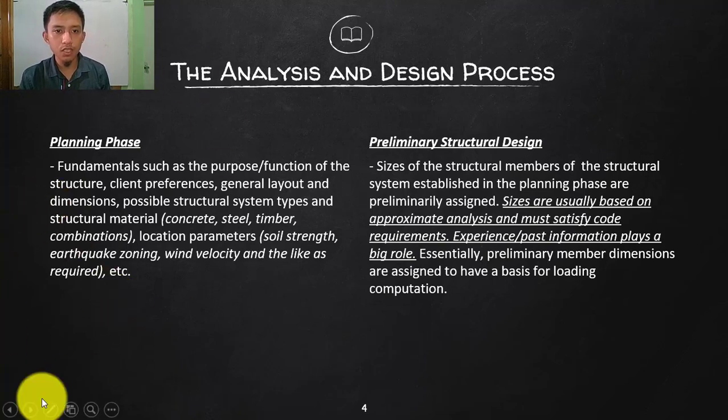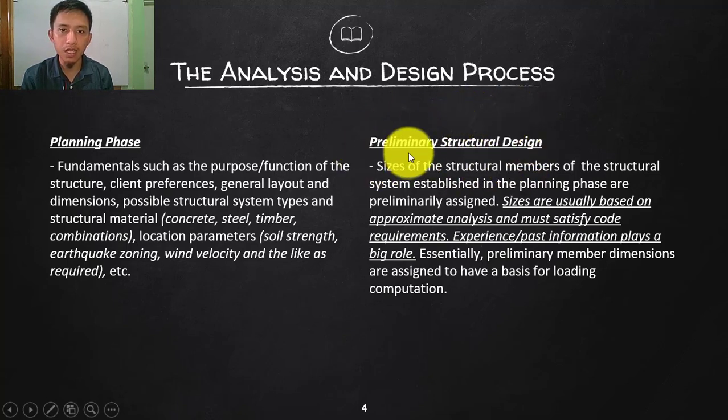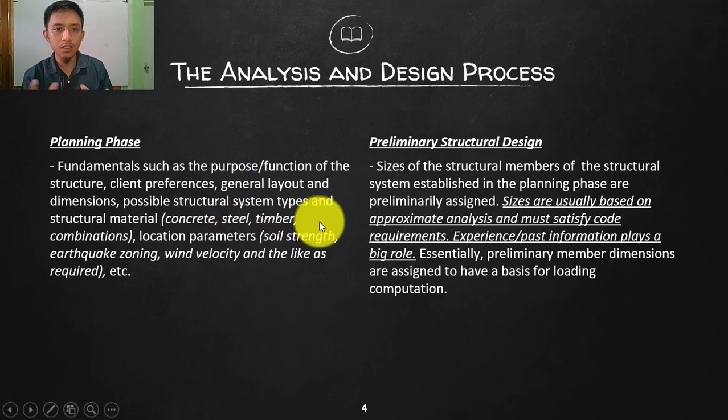Then once we are already done with that, we will proceed with what we call the preliminary structural design. So this is a structural design which is preliminary. If you say preliminary, we are going first to assume. We are going to assume the sizes of structural members. So once we decide what type of structural system and what material, the next thing for us to do there is to assume.